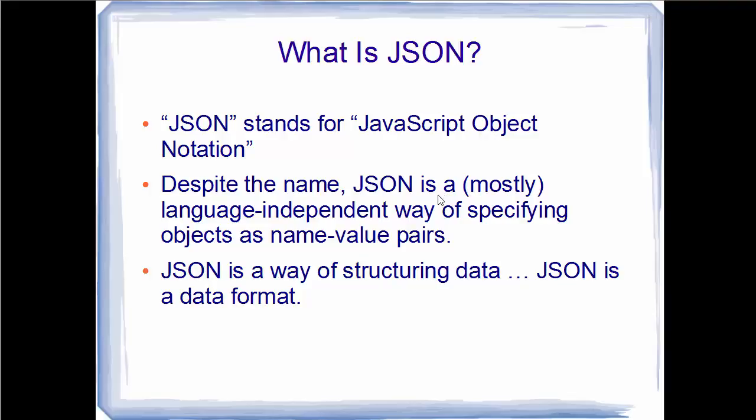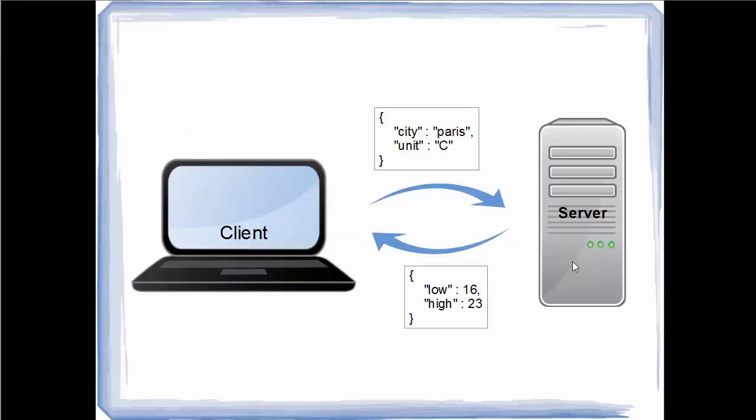As we have said, JSON is a data format, so how is JSON used? Let me give you an example. Say you have a browser and you want to get some information about the temperature in a particular city. The browser has to make a request to a server, which makes this data available to the browser, or client, once again.